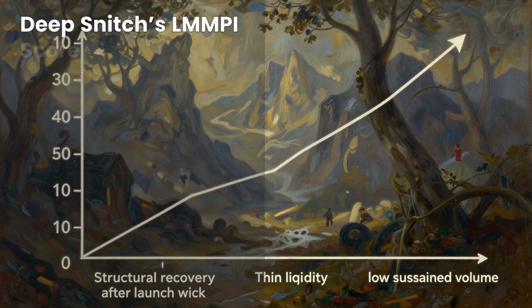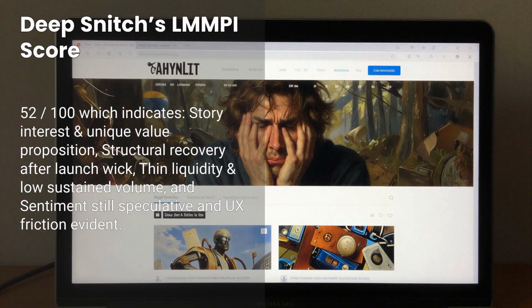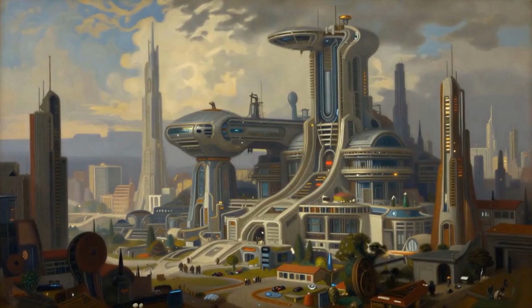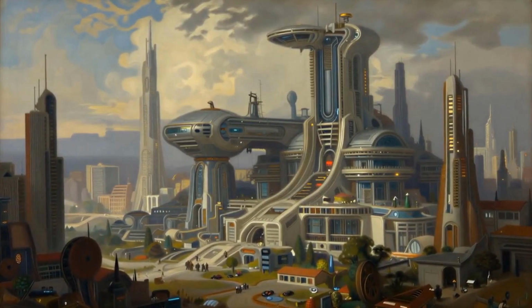DeepSnitch's LMMPI score as of today is 52 out of 100, which indicates story interest and unique value proposition, structural recovery after launch wick, thin liquidity and low sustained volume, and sentiment still speculative and UX friction evident. This places DeepSnitch in a neutral, opportunity-rich, stability-uncertain regime.